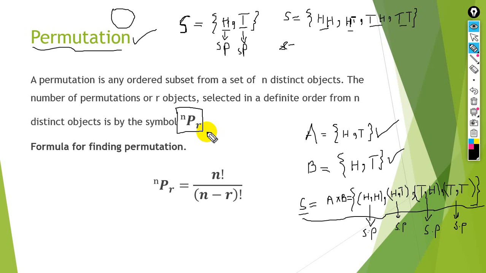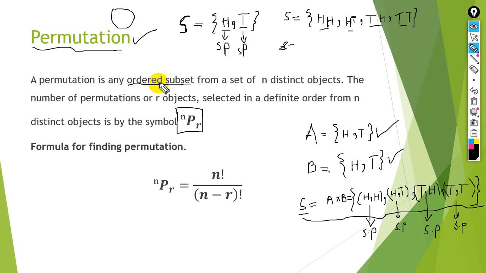Okay, so now here is a definition of permutation. A permutation is any ordered subset from a set of n distinct objects. The number of permutations of objects selected in a defined order from n distinct objects is denoted by the symbol NPR. We will explain this a lot. Right. Now what is important here? Ordered subset. Right. The difference between combination and permutation is that one is ordered and the other is unordered. So I will solve questions, then you will understand what this difference is.